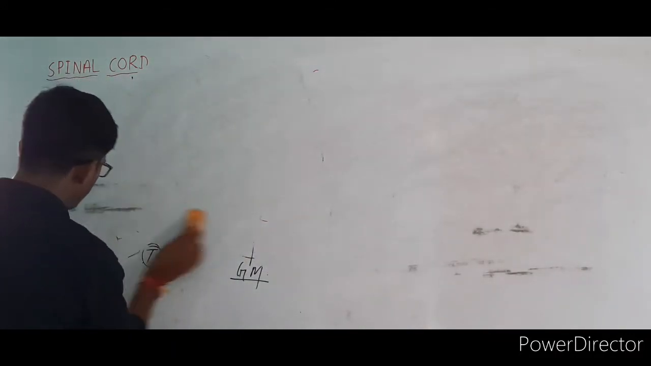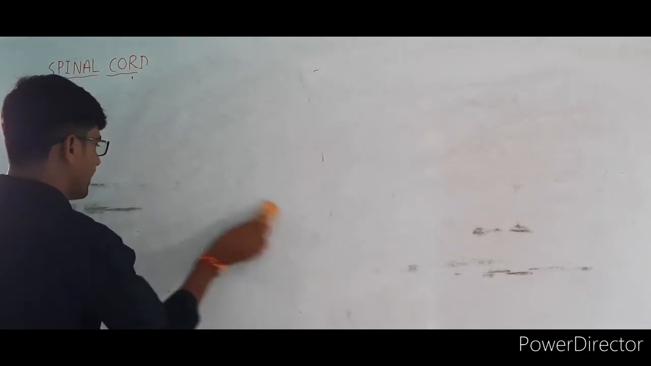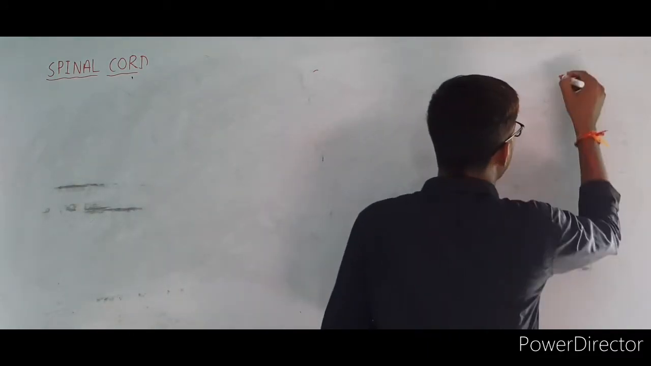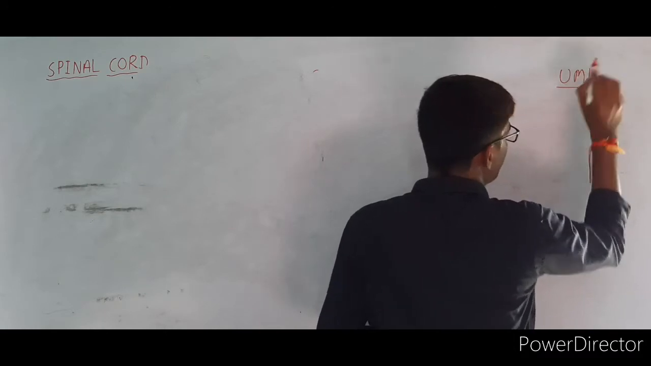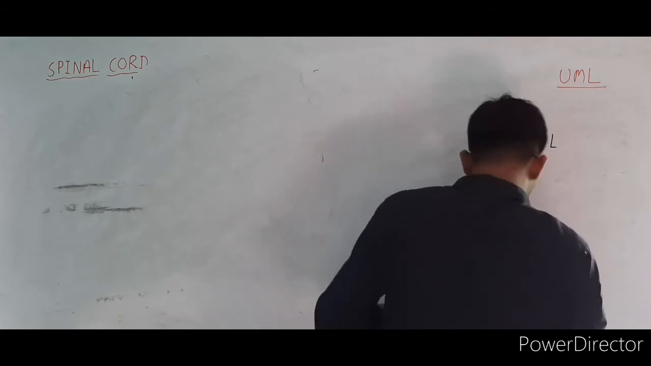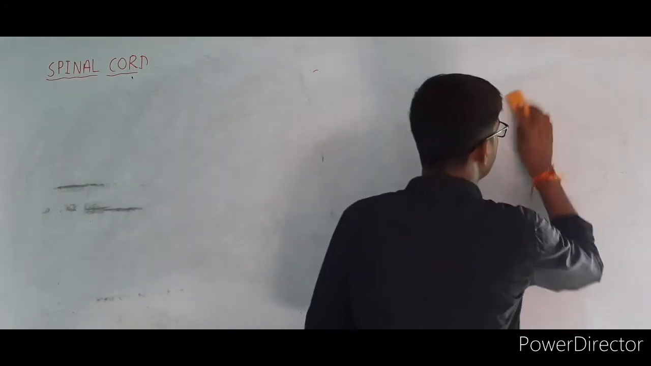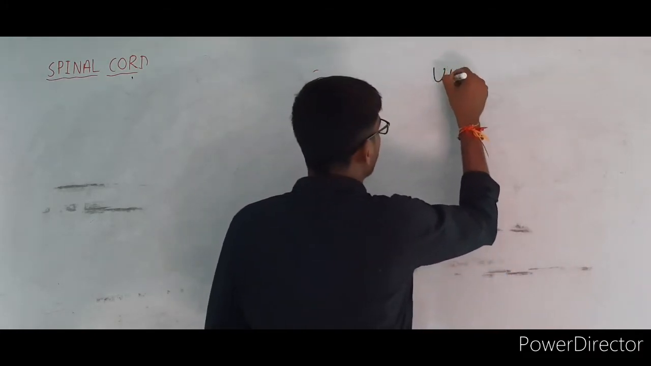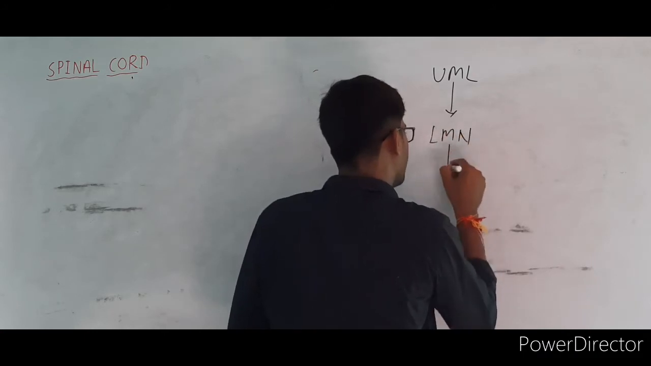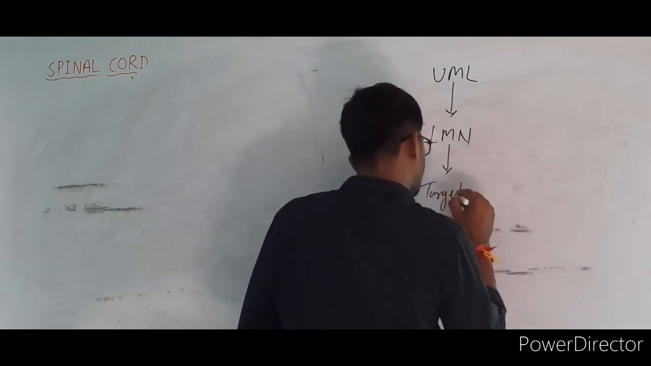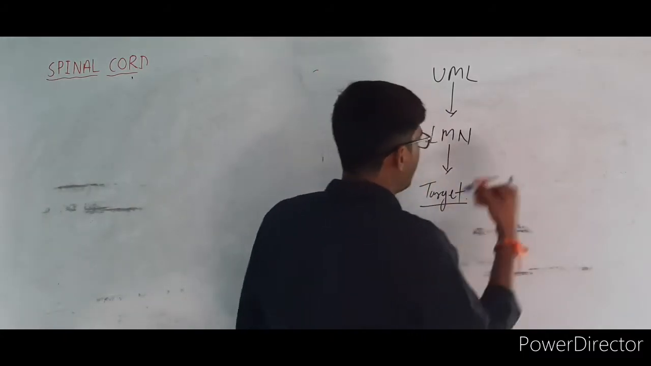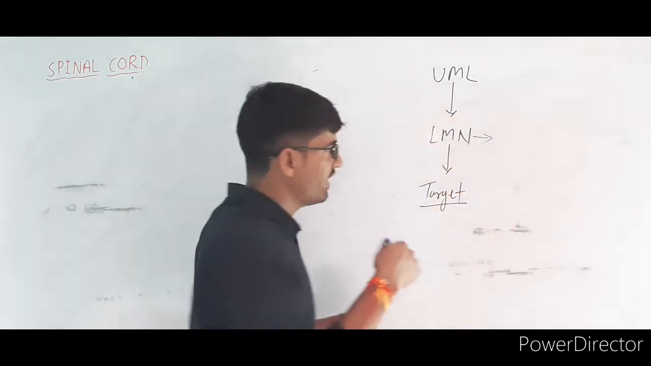You have to understand one thing: UMN and LMN. Remember, here is the UMN, upper motor neurons, and here is the LMN, lower motor neurons, and it will act on the target organ or cells. Now, what is the function of this UMN? It is overacting.